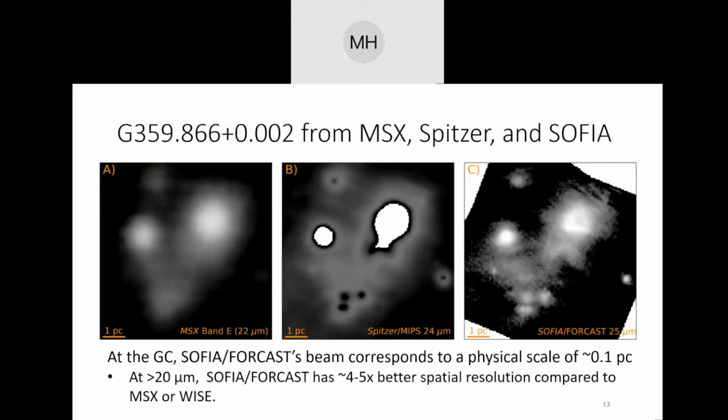And this is also about the same difference in terms of your ability to spatially resolve things. And if you're talking about things at the galactic center in particular, the beam corresponds to a physical size of about 1/10 of a parsec. And so you really can dig down into individual H2 regions, except for the most ultra compact and compact H2 regions.